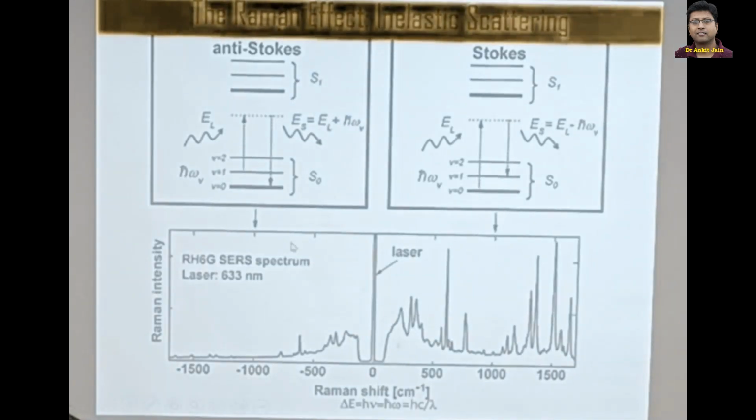So if we see the Raman spectra, it looks something like this. This is usually the laser spectra that we use. Nowadays we don't use mercury arc lamps, we use lasers. And this side is your anti-Stokes, and this side is your Stokes.